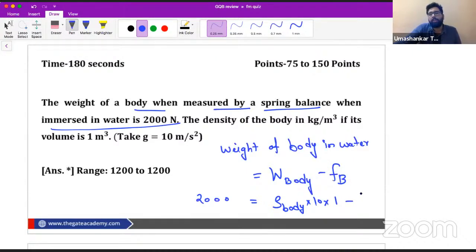What is this force of buoyancy? It is the weight of the liquid, and the liquid is water, so we have to use the density of water: density of water times g times 1. G is again 10, so we can write it directly. We know the density of water is 1000. So in this equation we have only one variable, rho of the body, and we can very well calculate it. This is 10,000 plus 2000, that is 12,000, divided by 10, that is 1200 kg per meter cube.